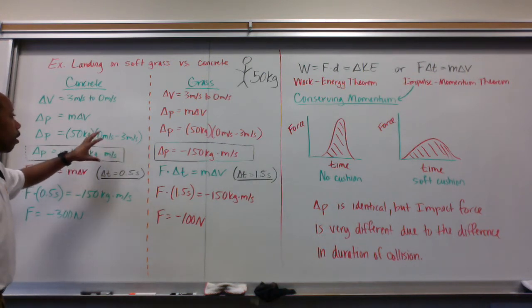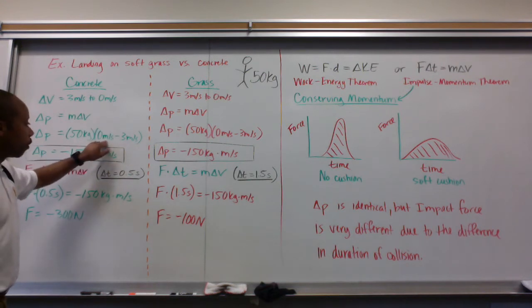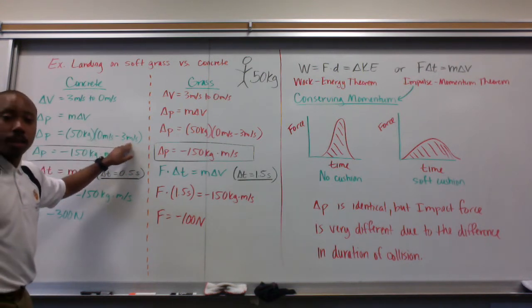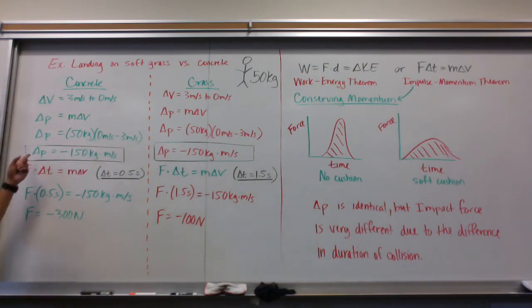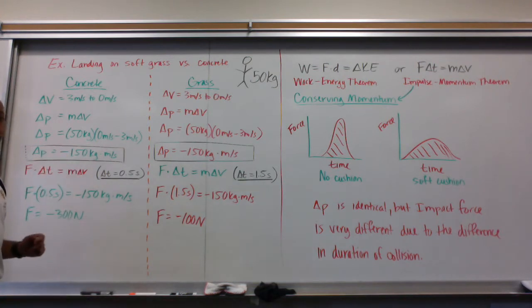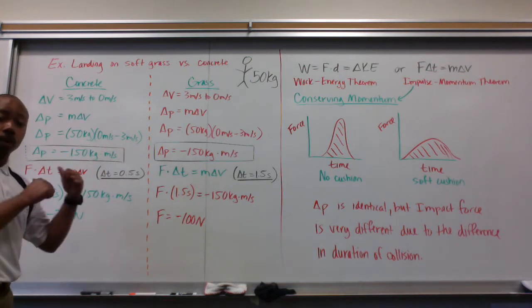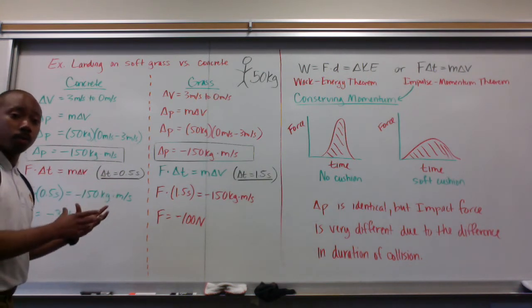We went from, well, it's v final minus v initial. So our final velocity was 0 meters per second minus our initial, which was 3 meters per second, gives us negative 3 times 50, which gives our change in momentum is equal to negative 150 kilograms times meters per second. As the last board said, a change in momentum is equal to the impulse.